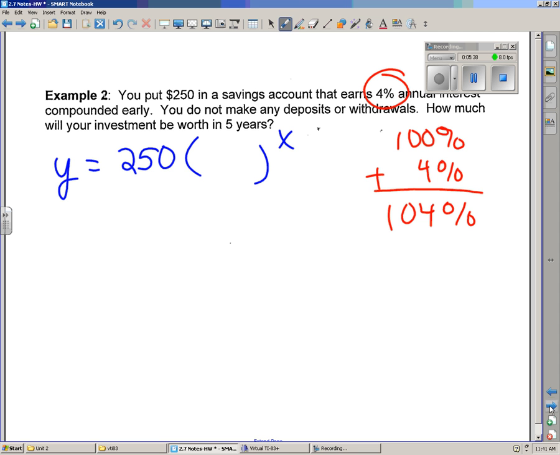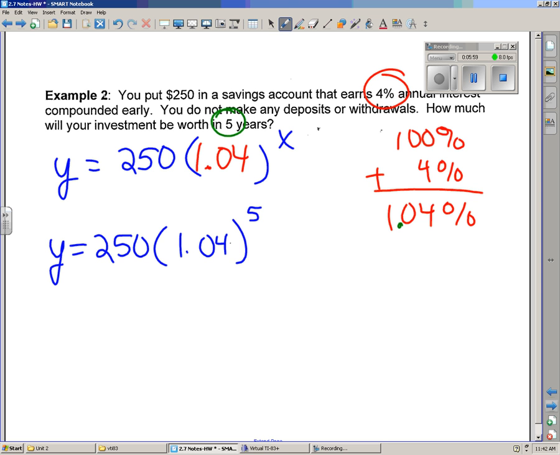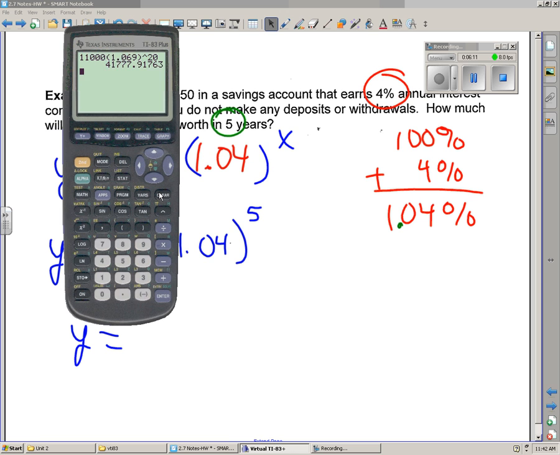But as a decimal, I have to use 1.04 in my parentheses. We know that you're talking about a 5-year time period because it says how much will it be worth in 5 years. So what you're going to really type in the calculator, or you're going to go to your y equals, it doesn't matter, is your exponent turns into a 5. This doesn't tell you how to round it, but we're talking about money. Money should always be rounded to the nearest penny unless otherwise noted. On the calculator, clear this out.